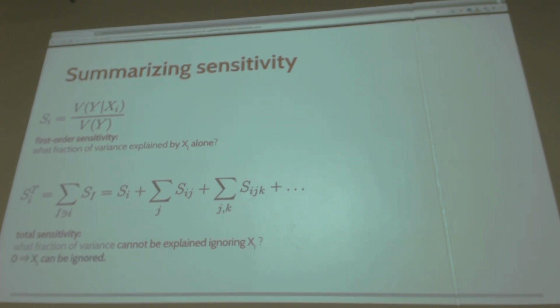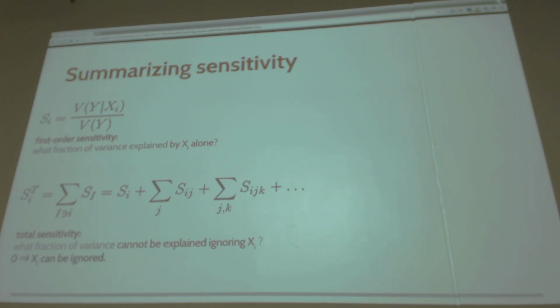And there's a second type of sensitivity index. It's called the total sensitivity index. It's given if we take the sum of all terms that include this parameter. Or in other words, it's given if we throw away all terms that don't include this parameter at all. So the total sensitivity index tells us what fraction of variance cannot be explained by ignoring this parameter. It is not the same as what can be explained by taking just this parameter, but it is also important.